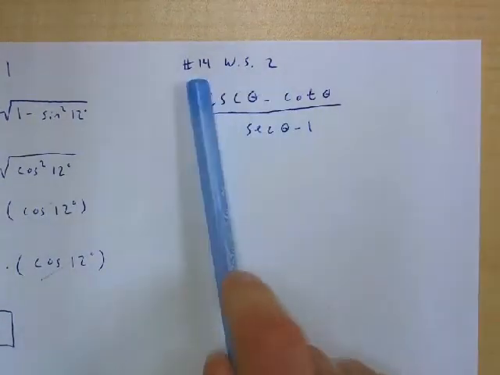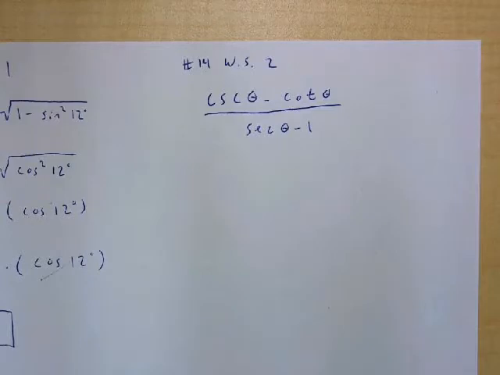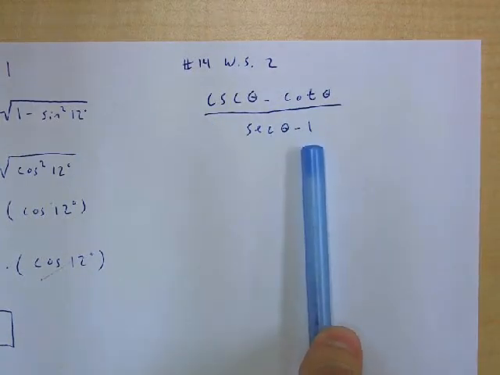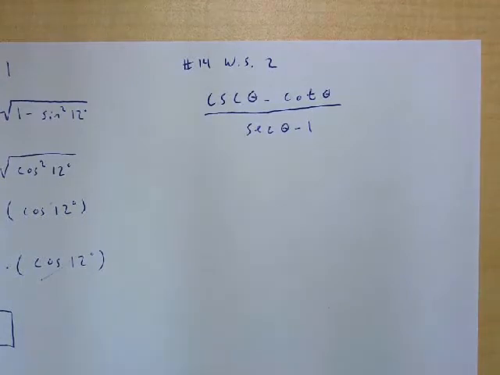Worksheet number 2, number 14 from that worksheet. All right, so this one, we don't just have our sine, cosine, and tangent that we're used to. We got cosecant, cotangent, and secant, and minus 1 down here as well, and a fraction. So this one is kind of scary looking, but let's see, how can we work with this one?